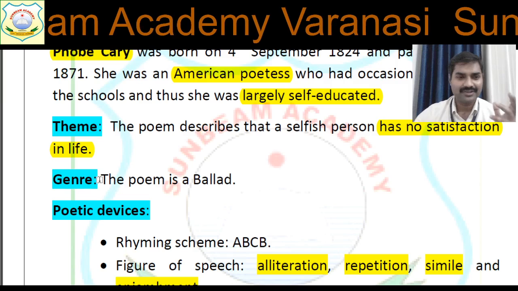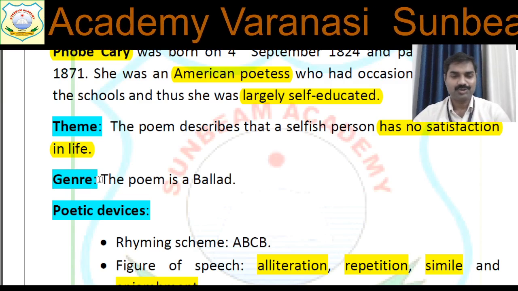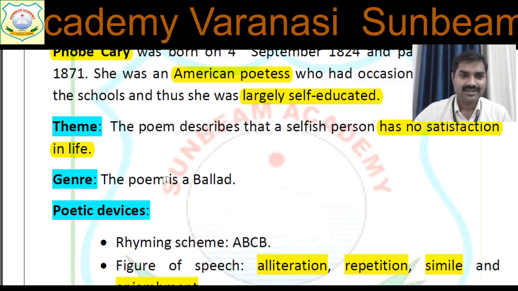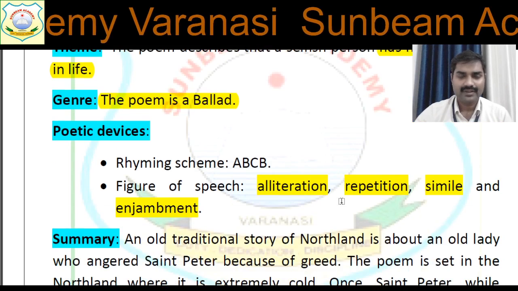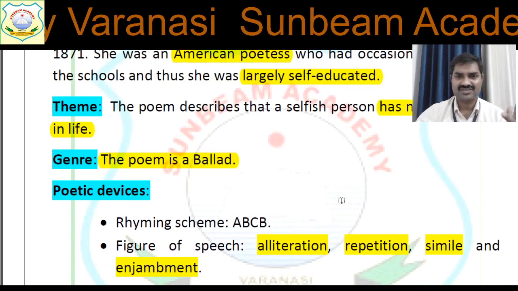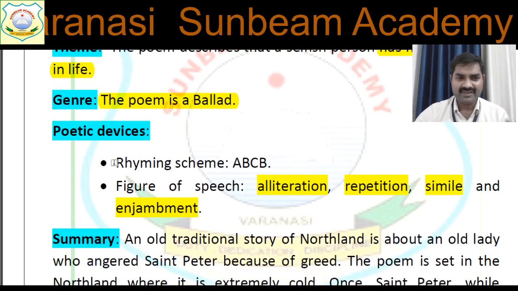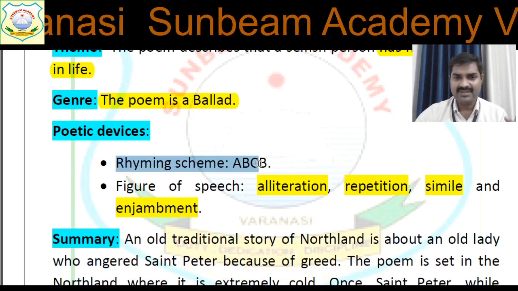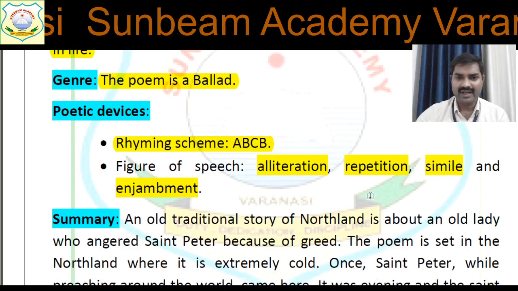I should not go too intensively into this because we are here to revise the poem, and the poem is a form of ballad. A ballad is a kind of poem where you sing the things and give messages. Its poetic devices include the rhyming scheme A B C B. Some of the things are already highlighted here.